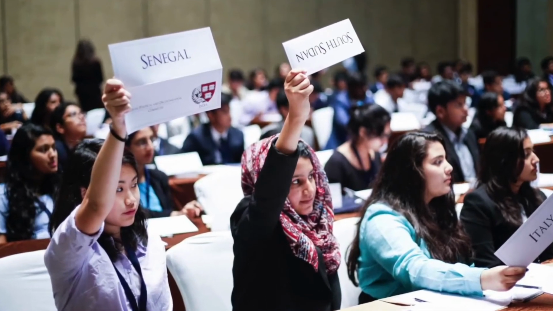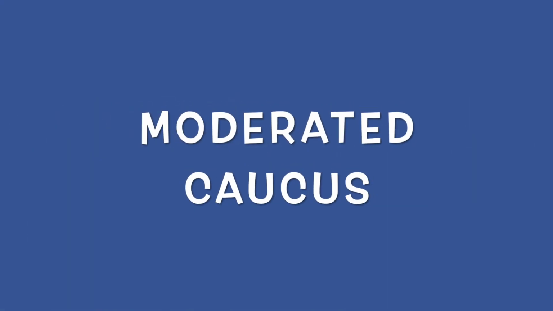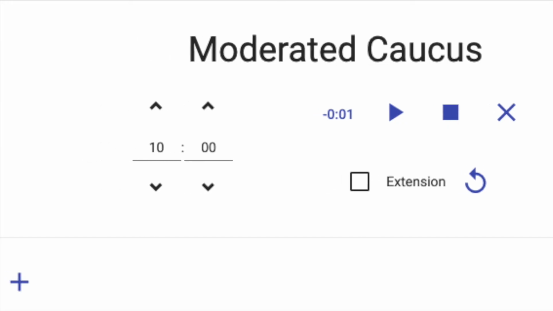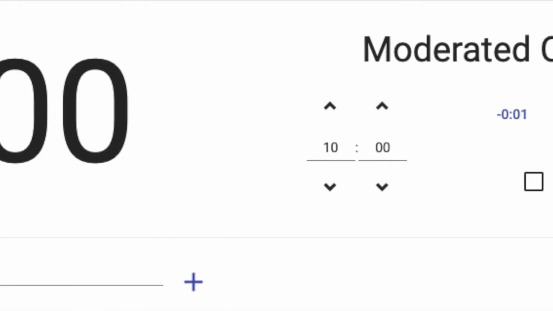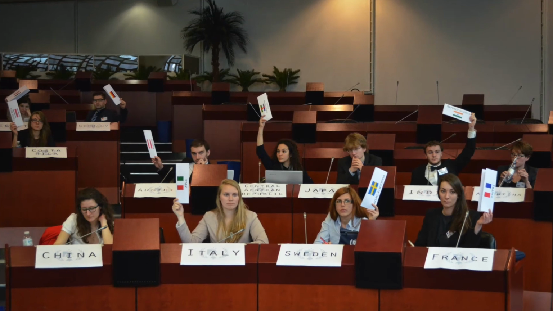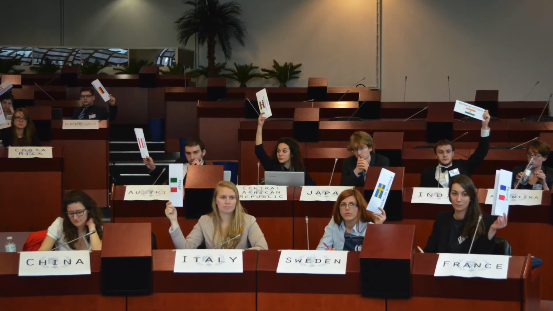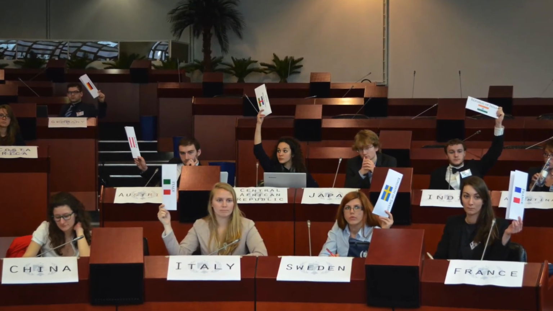Number 2. Moderated caucus. A moderated caucus can be set up by a motion or procedure when the floor is open. If it's accepted by the committee, the participants will no longer follow the order of the speakers list. Instead, the word will be yielded by the moderator when delegates raise their placards. There is no time limit per participation.